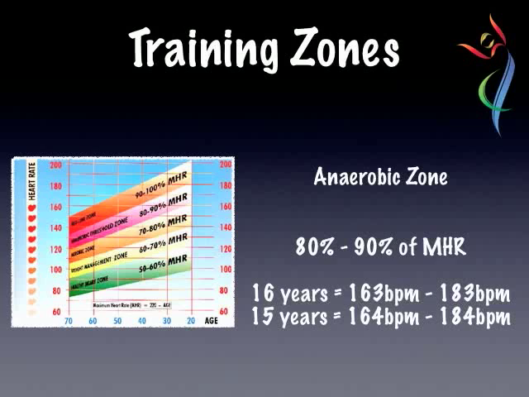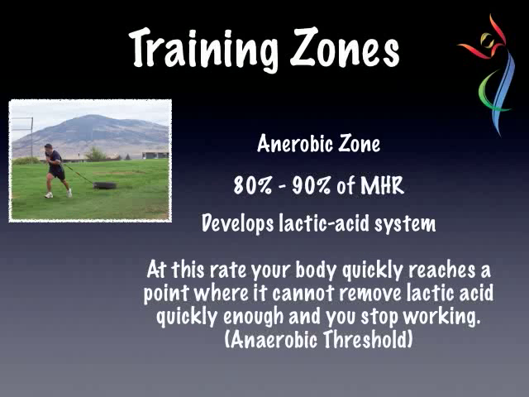The anaerobic zone means you are working at 80 to 90% of your maximum heart rate. The anaerobic zone develops the lactic acid system. When working at the anaerobic zone, your body quickly reaches a point where it cannot remove lactic acid quickly enough and you stop working. This is called the anaerobic threshold.